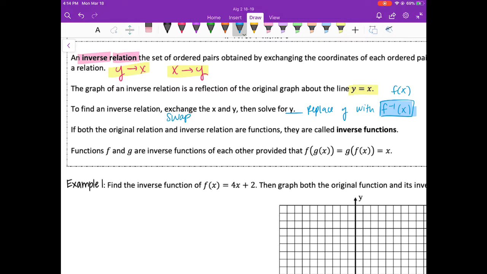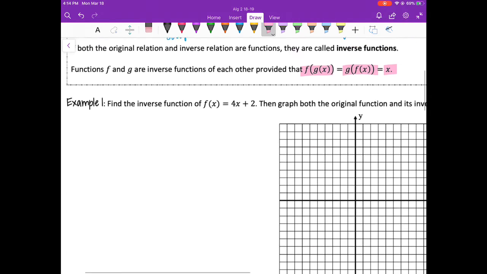And then if both the original relation and inverse relation are functions, in fact, we call them inverse functions, right? That would seem to make sense. And then if you're trying to confirm whether two functions are inverses of each other, what you do is you compose them with one another. You find g of f of x and f of g of x. They should both just equal x, which is kind of cool.